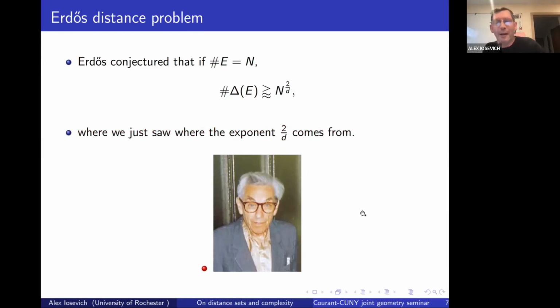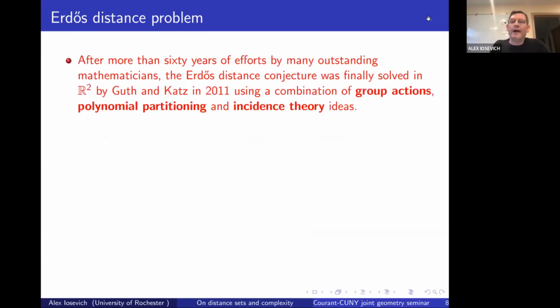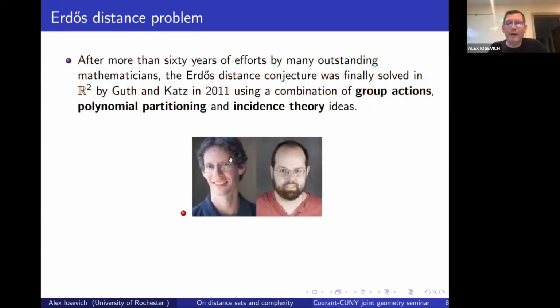Oh, well, okay. So after more than 60 years of efforts by many outstanding mathematicians, the Erdős distance conjecture was finally solved by Guth and Katz in 2011 using a combination of group actions, polynomial partitioning, and incidence theory ideas. By the way, I should mention in passing that theory of this type is exposed very, very nicely in Adam's book, and I recommend it very highly.